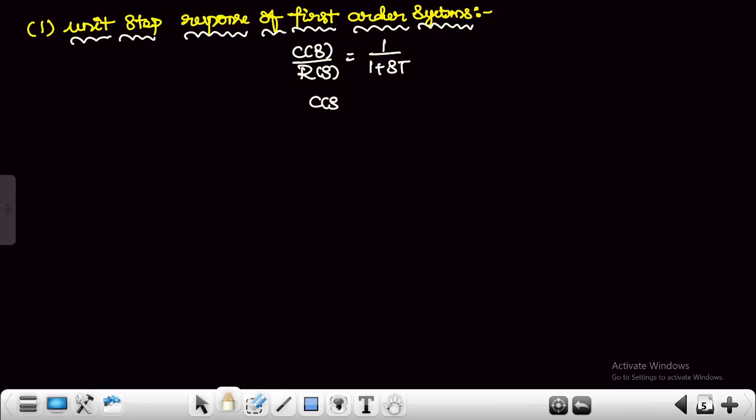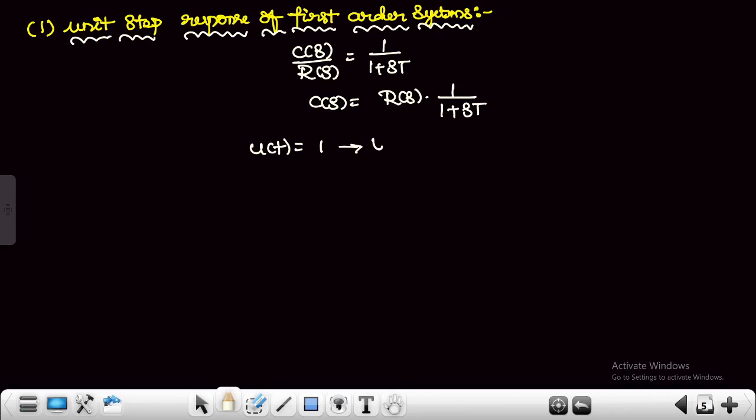So C of s can be written as R of s into 1 by 1 plus sT here. Next, what is the input you are giving? It is not R of t, u of t we are giving, the unit step response will be equal to 1.